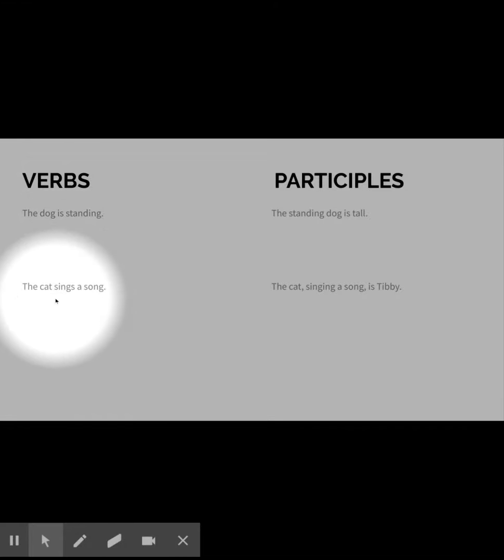So in this next sentence, the cat sings a song. The cat is doing an action of singing a song. It is not describing anything. I don't have a situation where two cats are doing something. But if I look at the sentence, the cat singing a song is Tibby, I don't have any helping word. I just have a sentence and a singing describing the cat.